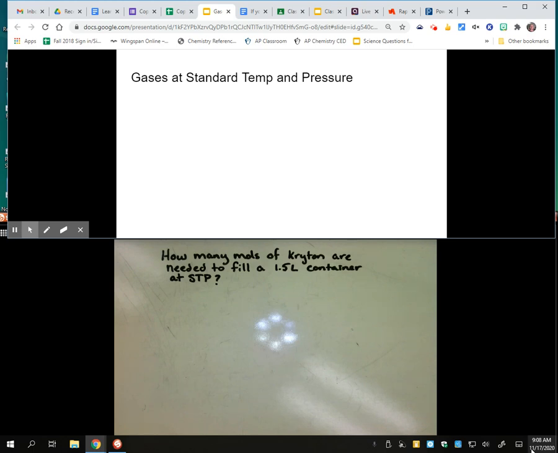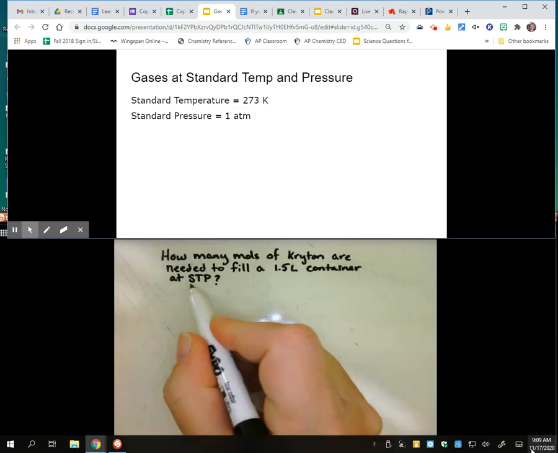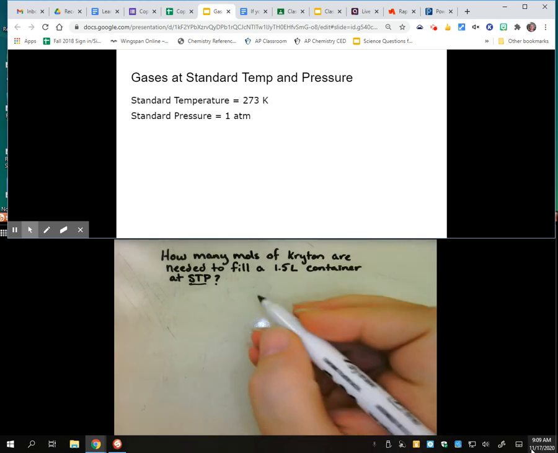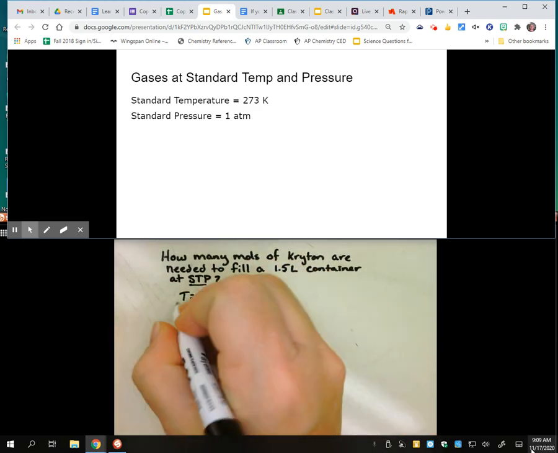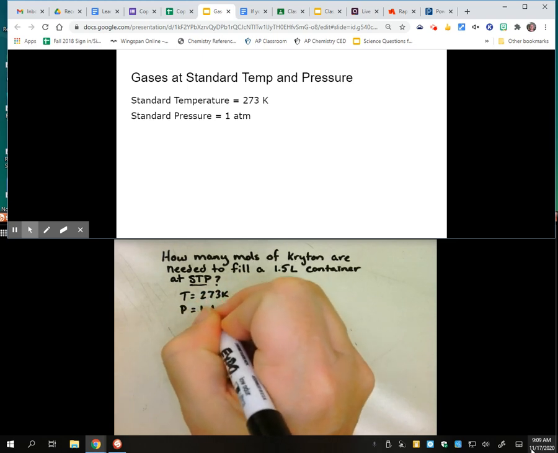Well, we know from previous units and from our reference tables that standard temperature is 273 Kelvin, which is 0 degrees C, but it's more important to remember the Kelvin temperature since we are dealing with gases. And standard pressure is 1 atmosphere or 760 millimeters mercury or 101.3 kilopascals. So in saying STP, they are telling us that the temperature is 273 and the pressure is 1 atmosphere.